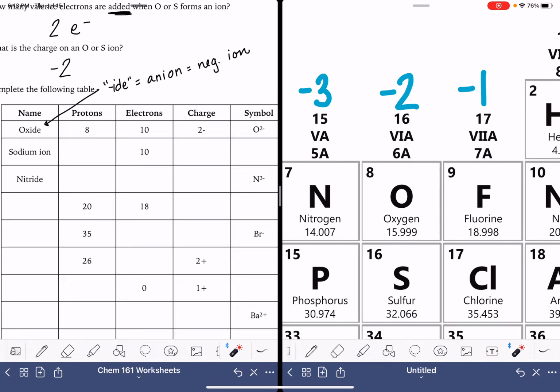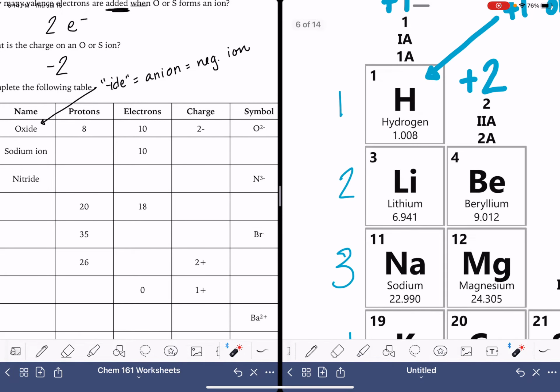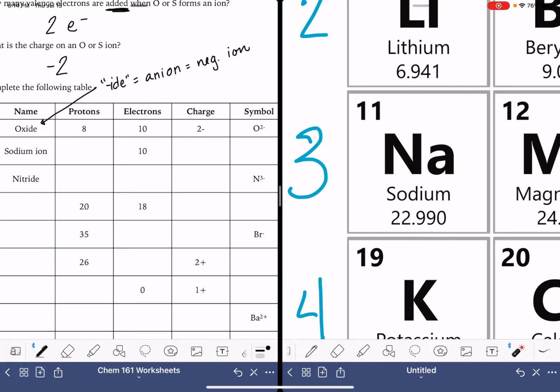Let's try that for the next one. This says the sodium ion. Sodium is element number 11, so that means that's how many protons it has, whether it's an atom or an ion. The sodium ion has 10 electrons. It has 1 more proton than an electron, which means it has a +1 charge. The symbol for that is going to be Na. We're going to write the charge in the upper right-hand corner. If the charge is a +1 or a -1, we typically just write the plus sign instead of +1 or the minus sign instead of -1.